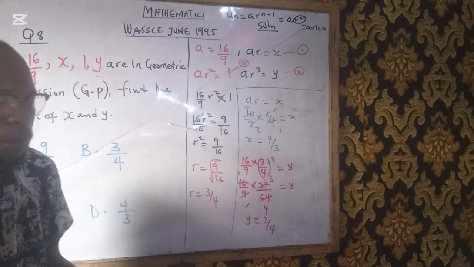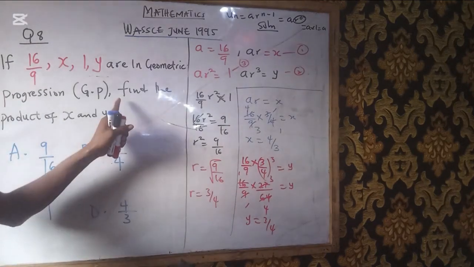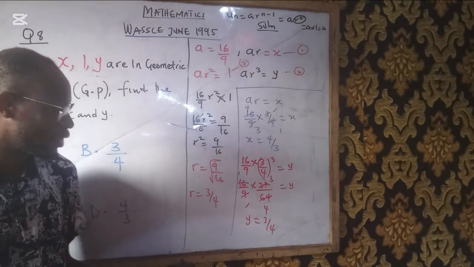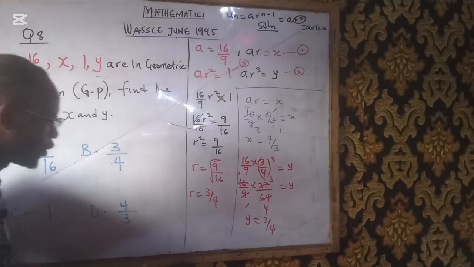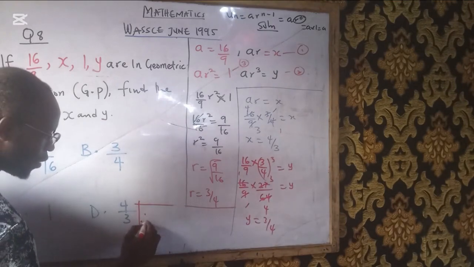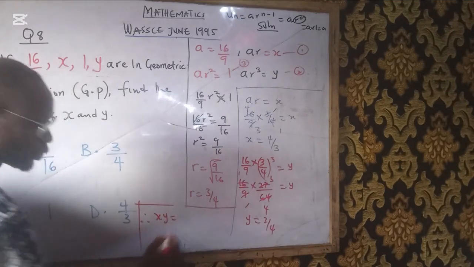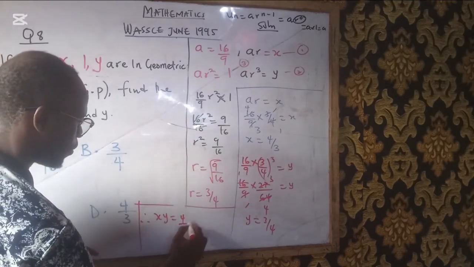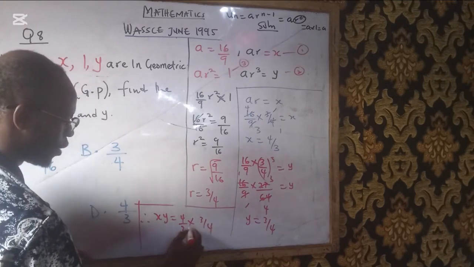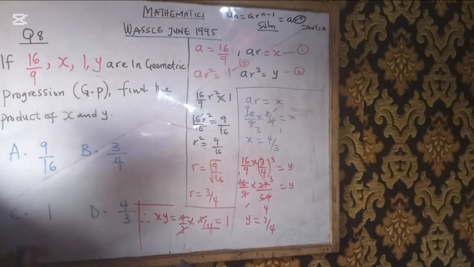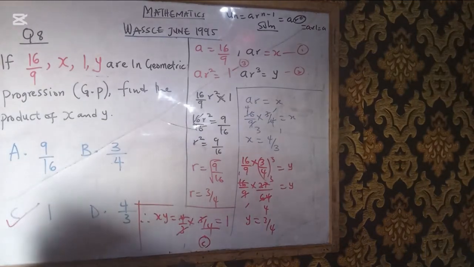So go back to your question again. Find the product of x and y. That means just multiply x and y. That is the meaning. So therefore, xy, which is the product, will now give us 4 over 3 multiplied by 3 over 4. This cancels out, this cancels out. What do you have left? 1. That's all. So the option here is option C. That's how to solve problems like this.